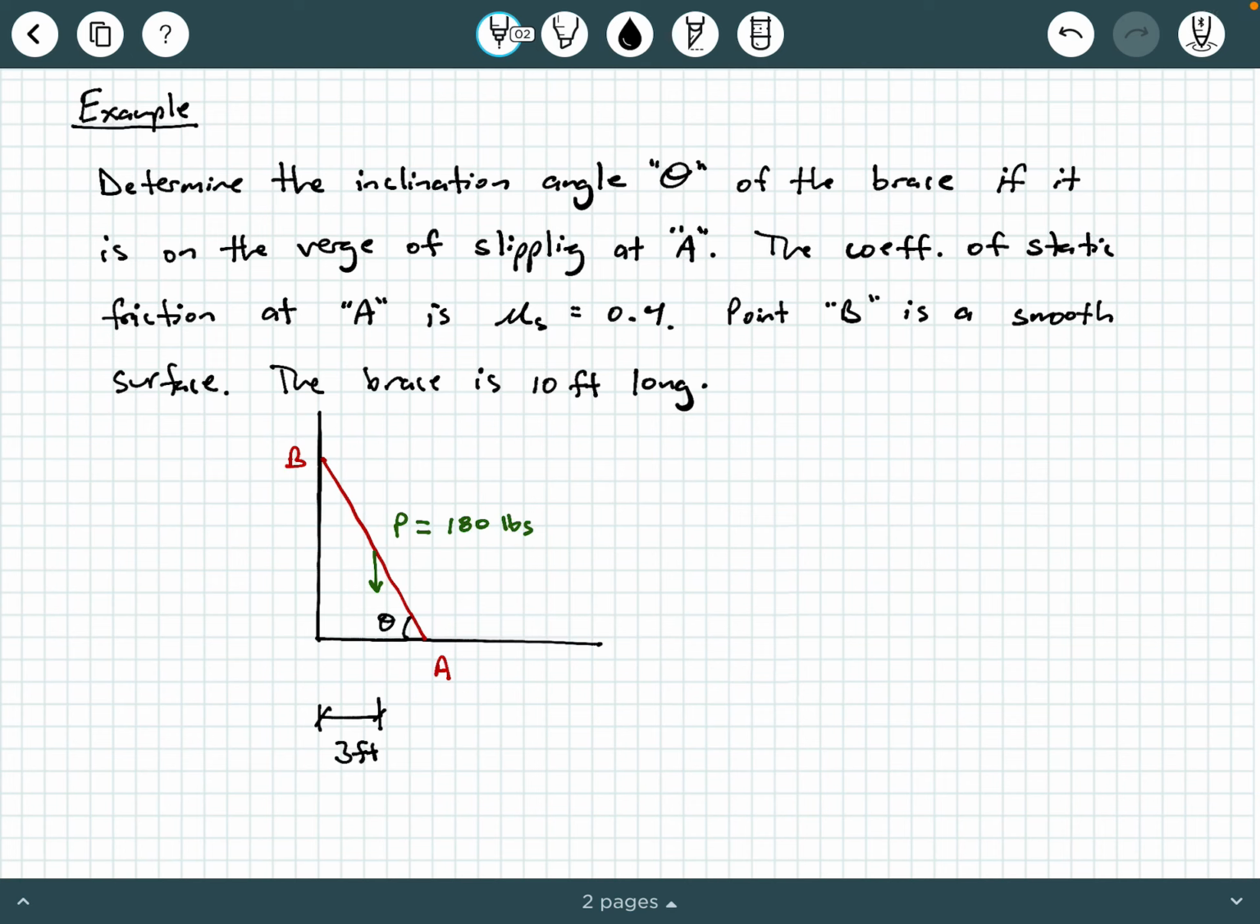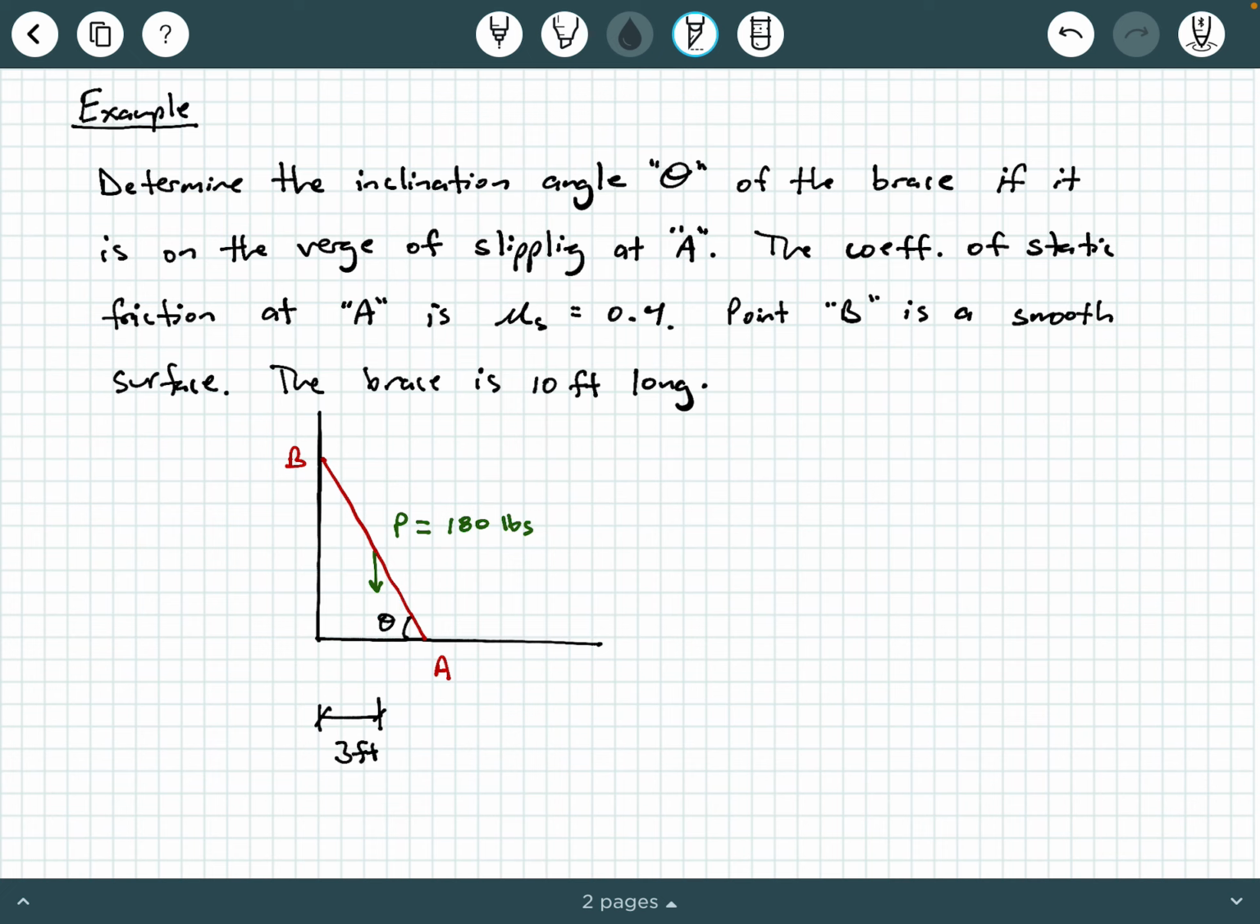In this example, we are being asked to determine the inclination angle theta of this brace if it's on the verge of slipping at point A. So let's take a look at what we have here. We have this diagonal brace, let's call it AB, and it's on the verge of slipping here at point A. And the inclination angle that the brace is making with a horizontal reference axis is theta.